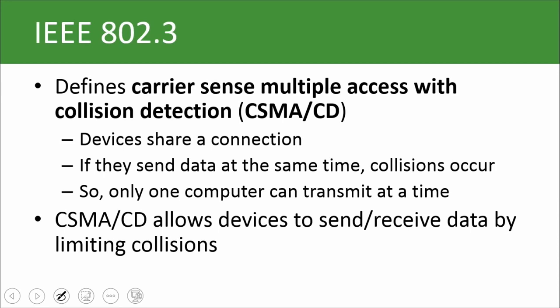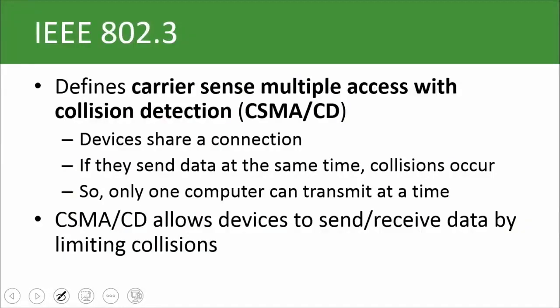802.3 defines something called carrier sense multiple access with collision detection. You'll commonly see this referred to as a pretty lengthy acronym, CSMA-CD. What happens with CSMA-CD is that devices share a connection, and if they send data at the same time on that connection, collisions can occur. And so think of this as if you're driving in a car down a one-lane road, and a friend's driving in a car the opposite direction, so you're both driving towards each other, and you couldn't peel off to the left or to the right, you would run into each other. That would be a bad thing.